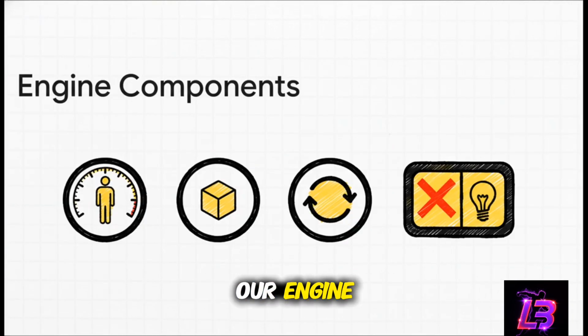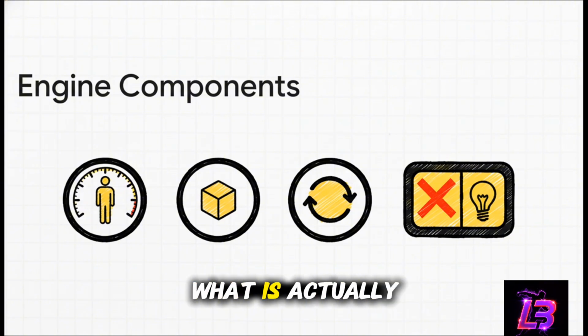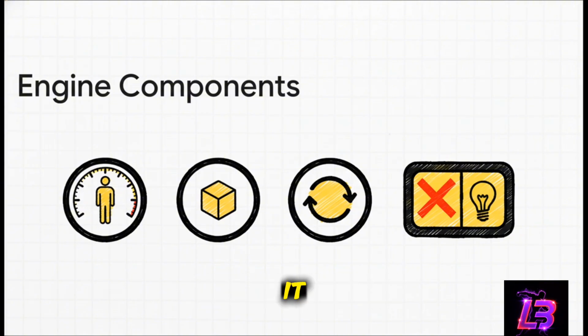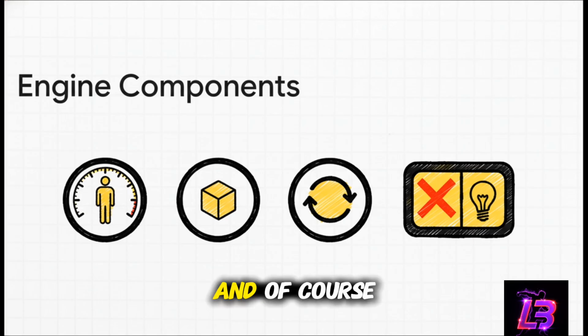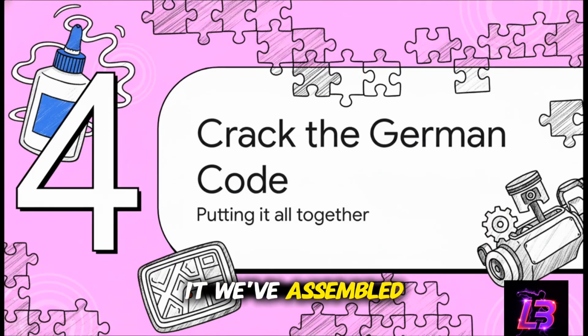Now, to complete our engine, we need to know who or what is actually doing the action. So we have er for he and es for it. We have sich, which is a pronoun for actions you do to yourself. And of course, you need the off switch, the power to say no with one simple word, nicht, which means not. So we've done it. We've assembled the glue, the GPS, and the engine. We have all 30 of our essential pieces.